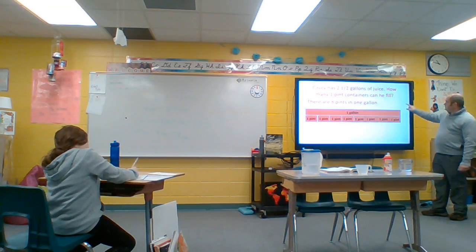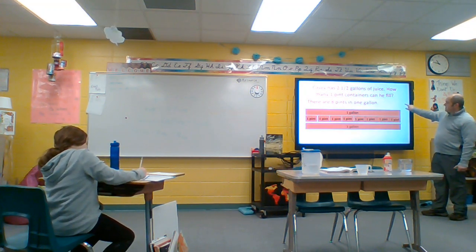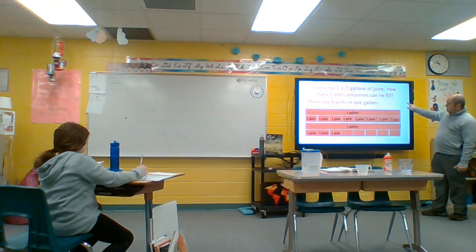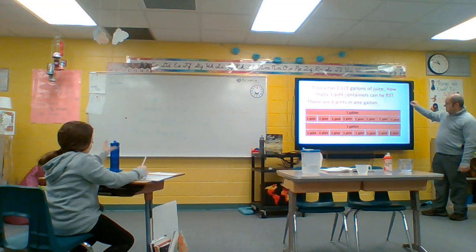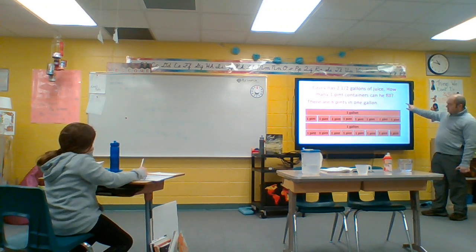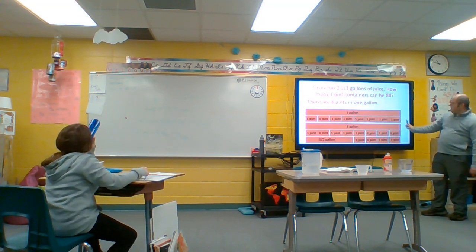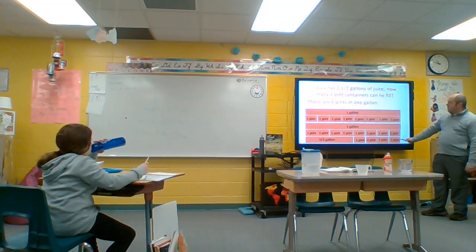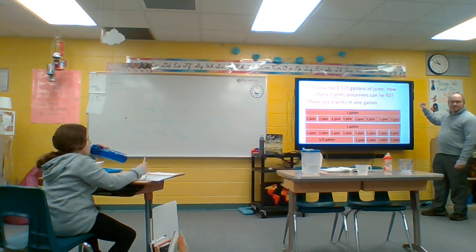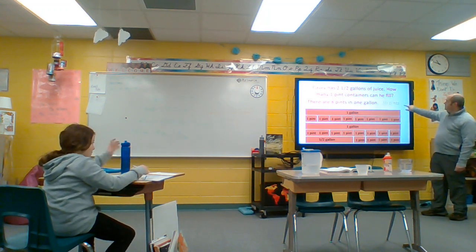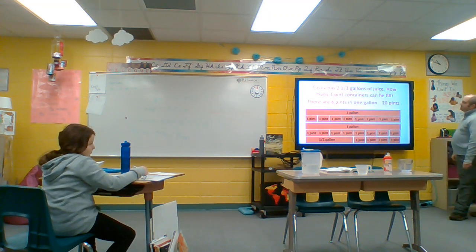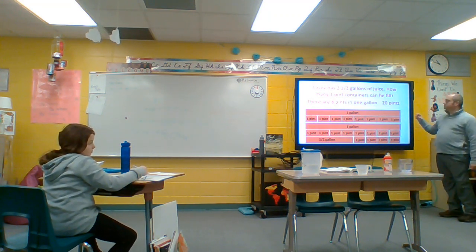So if 1 gallon equals 8 pints, then 2 gallons would equal 16 pints. See all those pints there, how that adds up? And then another half gallon would equal 4 more pints. So I've got 8 pints plus 8 pints plus 4 more pints. And how much does that equal altogether? 20. So it'd be 20 pints. 20 pint containers equals 2.5 gallons of juice.